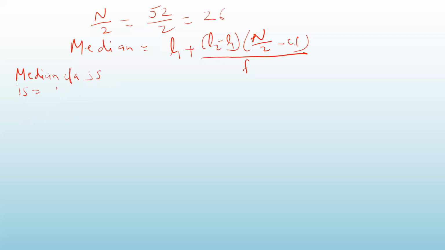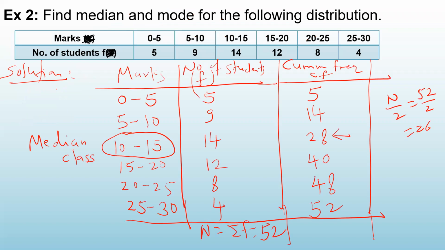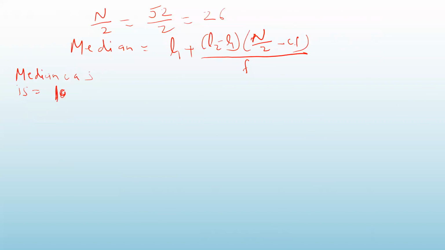Median class is 10 to 15. I don't know what is happening here. Something is wrong.